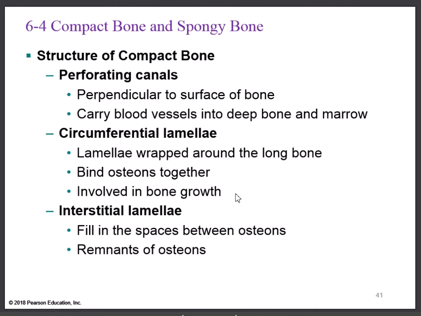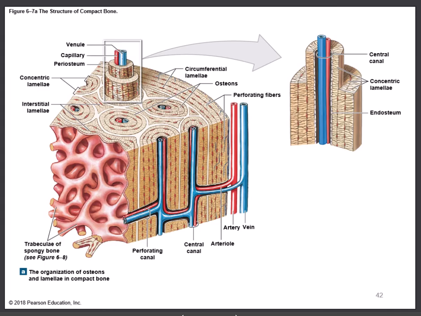Then finally, the interstitial lamellae were remnants of osteons, right? They one time were part of an osteon, but because of remodeling, they got tossed out, and they fill in the spaces between the osteons. Okay, very good picture.